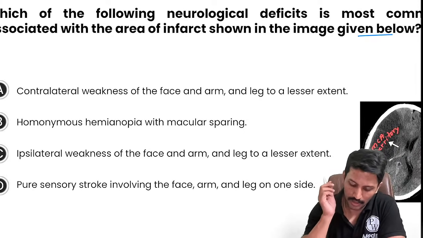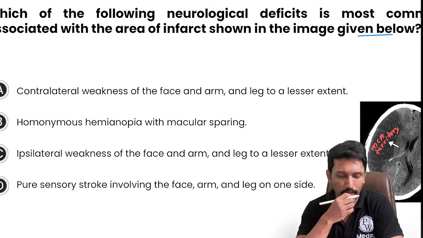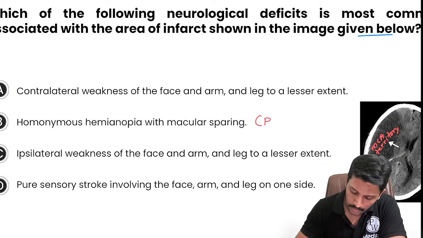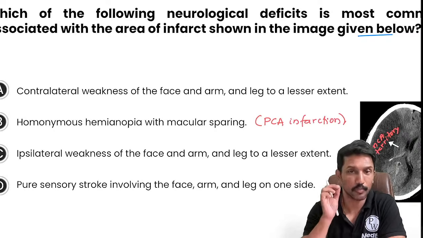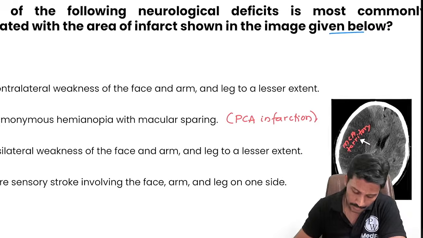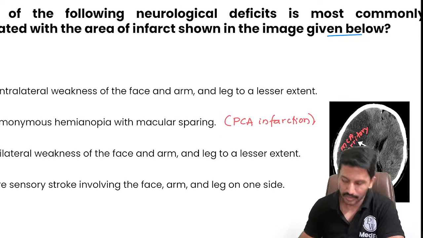Contralateral weakness of the face and arm and leg to a lesser extent, or homonymous hemianopia and macular sparing vision loss. This is typical of posterior cerebral artery infarction, because the occipital lobe is receiving the blood supply from the posterior cerebral artery. Okay, then ipsilateral weakness of the face and arm and leg to a lesser extent.